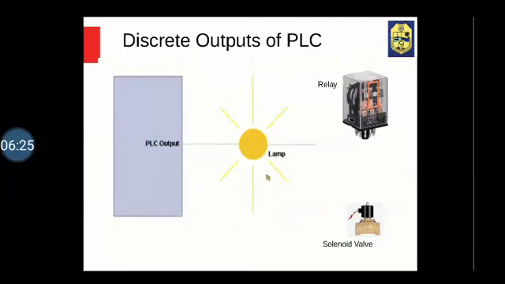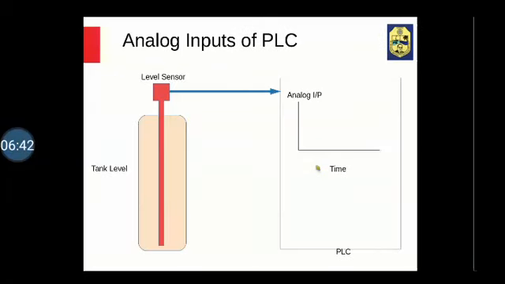The examples of discrete outputs are lamps or alarms, relays, relay contacts, or two position control valves or solenoid valves.